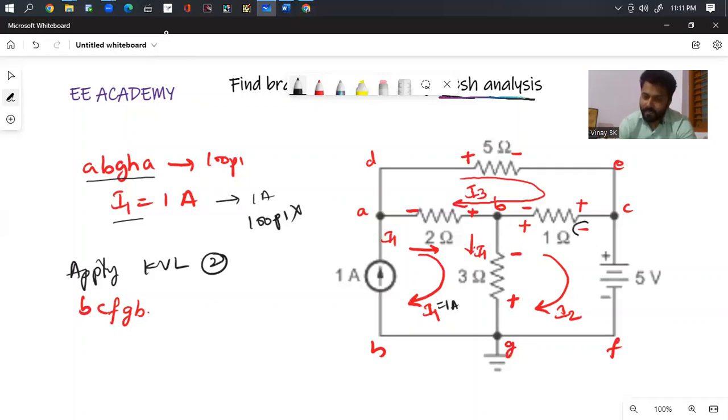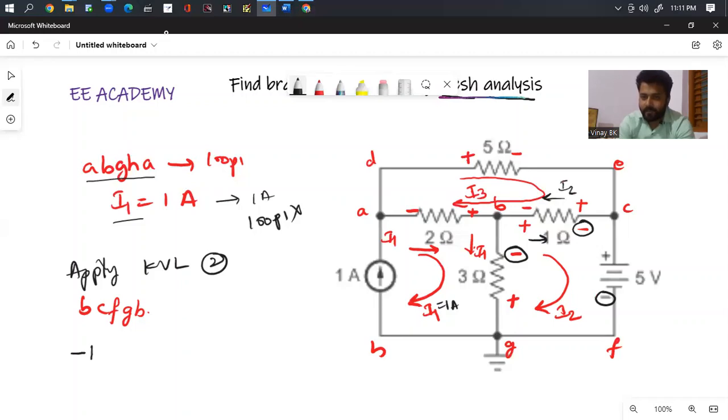So just by marking the second polarity, I am writing the equation of KVL at loop 2, that is B, C, F, G, B. So how can you write now? Minus, I'll start from B to C. Minus 1 into, so which current is flowing? I2 is flowing in this direction, I3 is flowing in this direction.